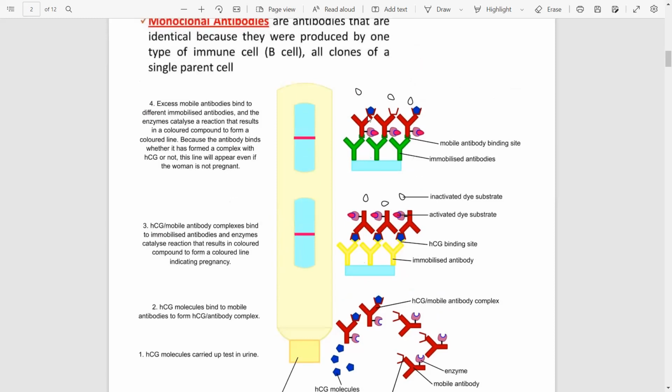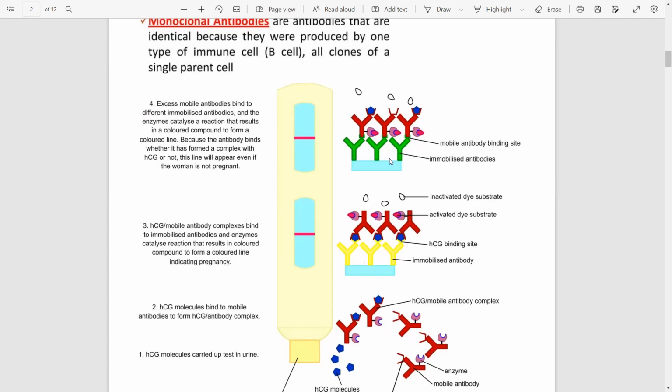Now, the other strip is a test strip. So there is always more mobile antibodies present than HCG molecules. So you should always have some mobile antibodies left over that would not have any HCG to bind to. So the leftover mobile antibodies, those are what you are testing for in the last strip. So the excess mobile antibodies will bind to different immobilized antibodies and the enzymes catalyze a reaction that results in a colored compound to form a colored line, because the antibody binds whether it has formed a complex with HCG or not. This line will appear even if the woman is not pregnant.